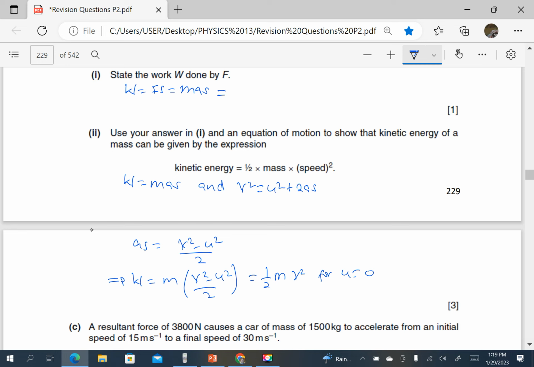So if it starts from rest, initial velocity is 0. So for u equals 0, the work done is equal to that. So it means kinetic energy is equal to a half m v squared. That is for initial velocity equals 0.